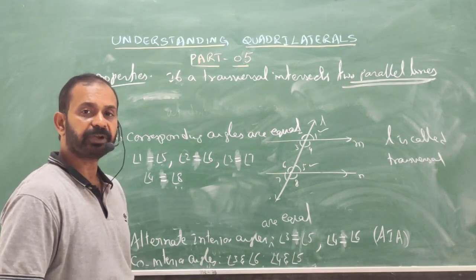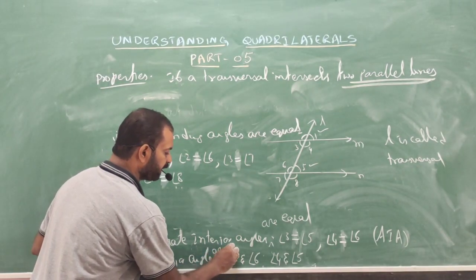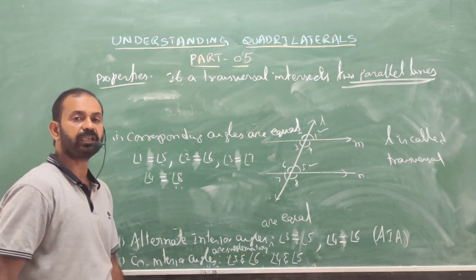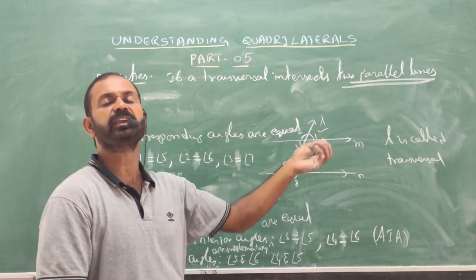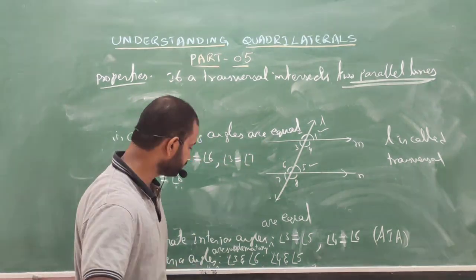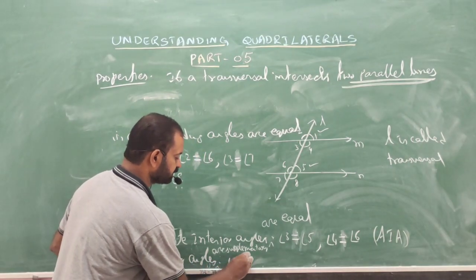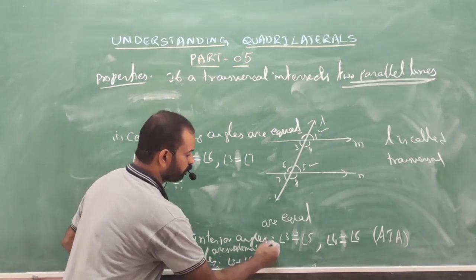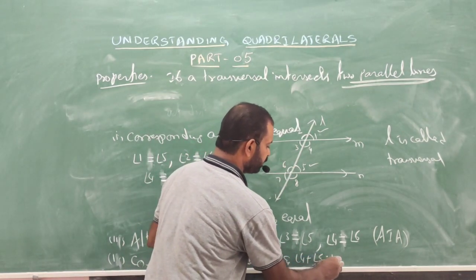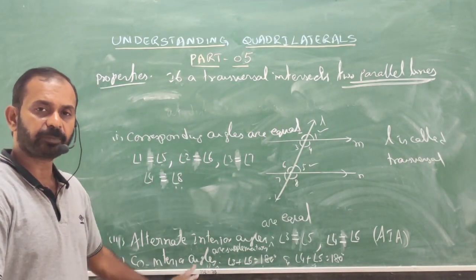Then the last property is that co-interior angles are supplementary. Supplementary means what? The sum will be equal to 180 degrees. That is, angle 3 plus angle 6 is equal to 180 degrees, and angle 4 plus angle 5 is equal to 180 degrees. These are the three properties we have.